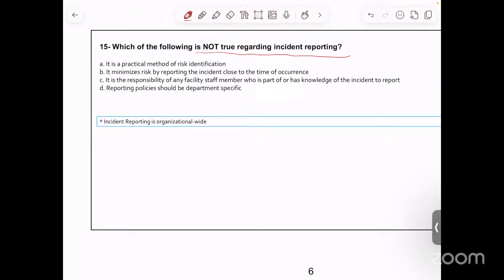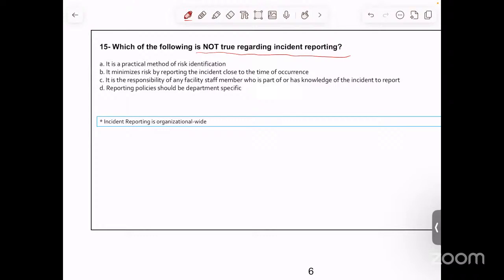Very good. What about letter B? It minimizes risk by reporting the incident close to the time of occurrence. Is it true or false? True. Very good. What about letter C? It is the responsibility of any facility staff member who is part of or has knowledge of the incident to report. Is it true or false? True. Yes, very good, because all staff members are responsible for reporting incidents.